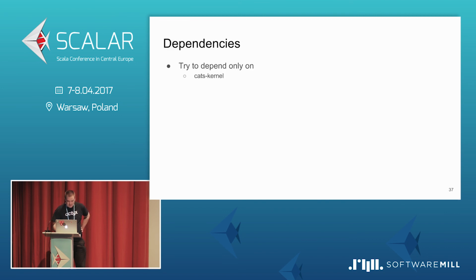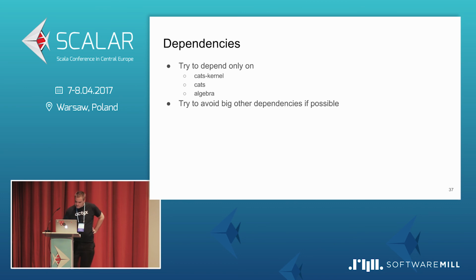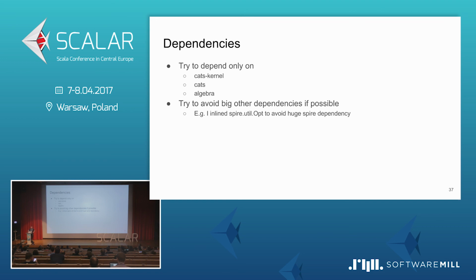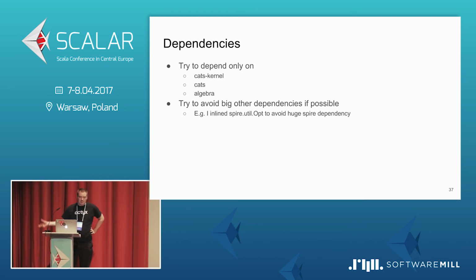Dependencies, as I said, you should try to depend on these three, and you should try to avoid big other dependencies if possible. One example from my library, there is a very nice value class option in Spire, which is called spire.util.opt. But in order to use it, I would have to add all of Spire as a dependency, which would have made the whole thing giant. So I basically just decided to copy the thing into my library, make it private, and then eliminate everything that I don't need. And actually, I don't need much of it, so it's just one file. So this is the way to go if you have a small dependency on a big library.